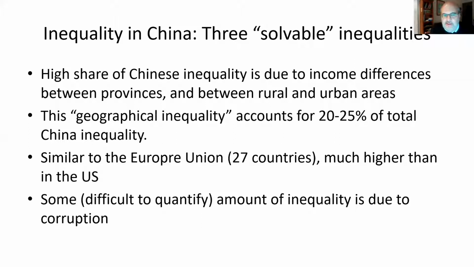The first one is that a share of Chinese inequality is due, as is quite well known, to inequalities between different provinces, the rich ones, the middle income ones and the poor ones, and the difference between rural and urban areas. That geographical inequality accounts in China for almost a quarter of total inequality. It's very similar to the European Union, which is 27 different countries, but a lot of its inequality is geographical. Whereas in the United States, the geographical part of inequality is very small because the differences between mean incomes of richer and poorer states are relatively small.